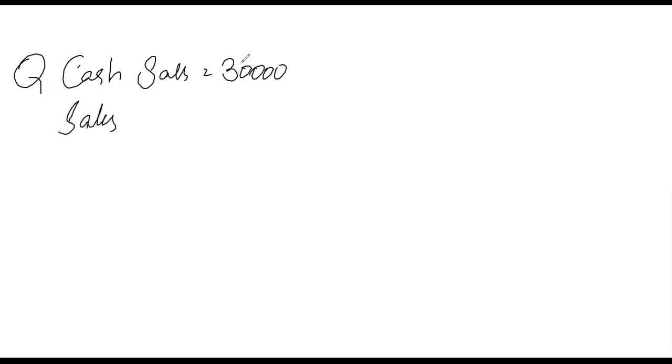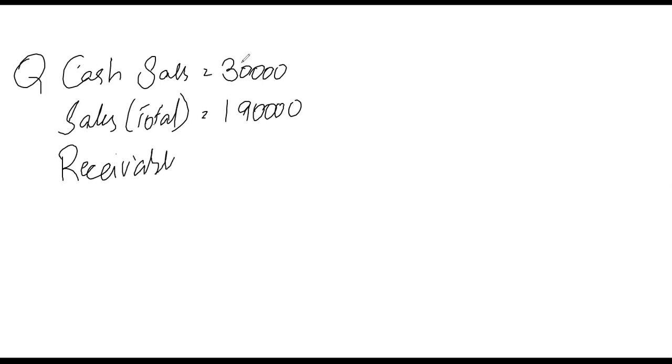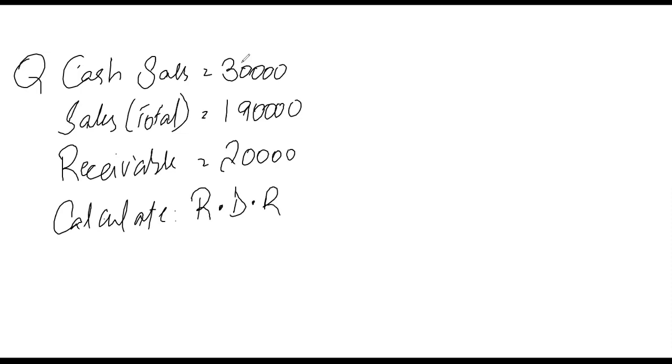The company is being told that the cash sales of the company is 30,000 and the total sales of the company is 1,90,000. However, the receivables of this particular company is 20,000. Calculate the receivable days ratio. Pause this video and calculate it, then come back and verify your answer.